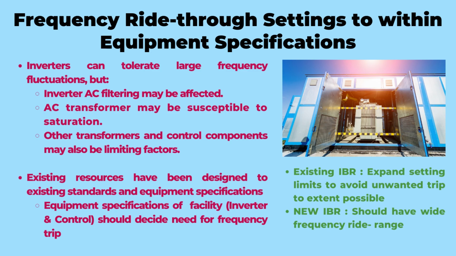For existing IBRs, it is recommended to expand the frequency trip setting limits to avoid unwanted trips to the extent possible. This allows the resources to operate within a wider range of frequencies, accommodating minor fluctuations without unnecessary interruptions. On the other hand, new IBRs should be designed with a wide frequency ride-through range in mind from the outset. By incorporating this wider range into their specifications, new IBRs can better adapt to the dynamic nature of the power system and ensure reliable operation even during significant frequency variations. By aligning the frequency trip settings with the equipment specifications, both existing and new inverter-based resources can operate within their intended performance range, minimizing the risk of unwanted trips and optimizing system efficiency.